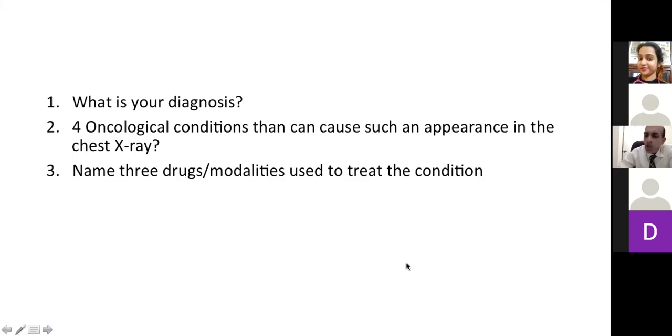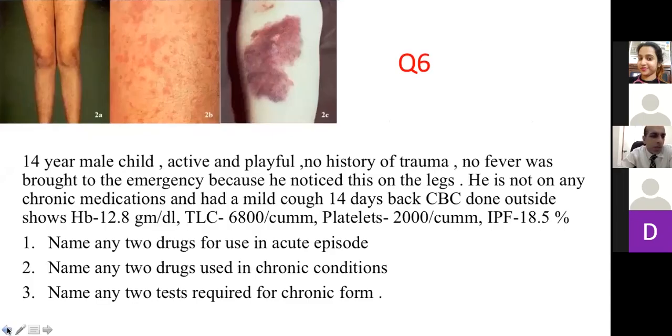Three drugs or modalities to treat this. So if you talk of NHL, B-NHL or T-NHL, usually it is treated like ALL. So you can just mention the same drugs like ALL. It's usually treated with chemotherapy. We don't need radiation. We don't need surgery for most of the cases. However, if it is Hodgkin lymphoma, sometimes we need radiation for our patients.